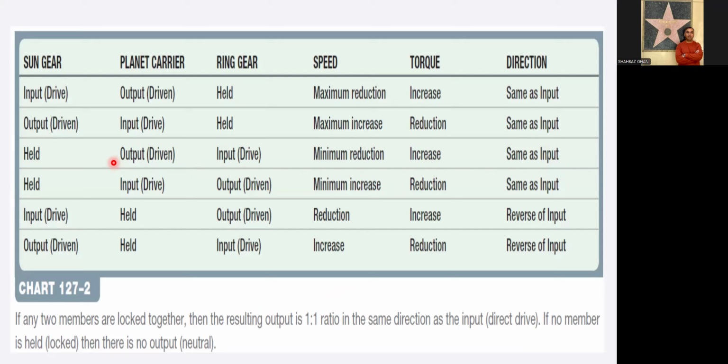If we hold the sun and we give the input to the planet carrier and take the output from the ring gear, and vice versa. So there are 6 normal cases in which we get different types of torque and speed, and then we have a max 1:1 and neutral case also.